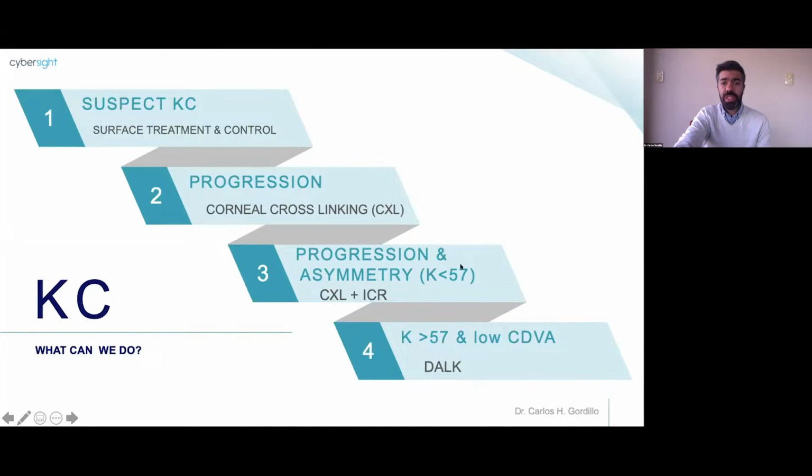If you have progression and asymmetry with keratometric values under 57, you can do a combined technique with cross-linking to halt the progression and intracorneal rings to improve the corneal surface. And finally, if you have progression with keratometric values more than 57 and low visual acuity, you'll have to do a DALK, a deep anterior lamellar keratoplasty. The idea of this webinar is to make a quick review of each stage and its alternatives.